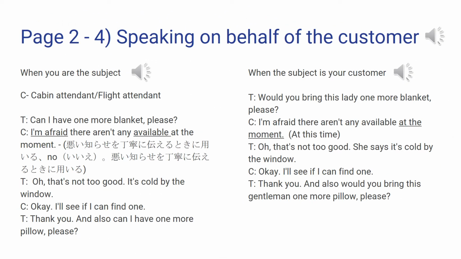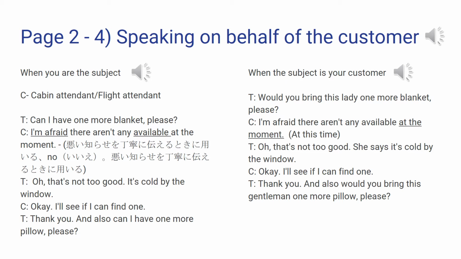Page 2, Part 4. Speaking on behalf of the customer. When you are the subject. Cabin attendant or flight attendant.